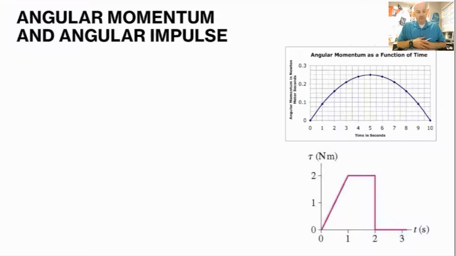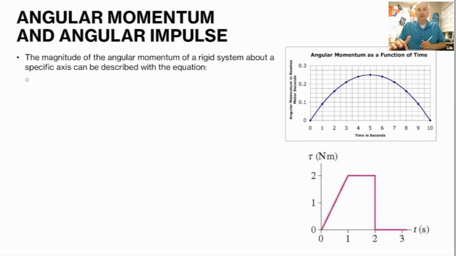Hi, welcome back to Unit 6. This is topic 6.3. Here we're going to talk about angular momentum and angular impulse. Just like we've been doing in most of the videos here, we've been taking these linear quantities and transforming them into angular quantities.